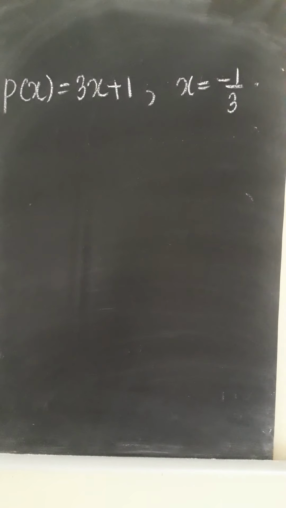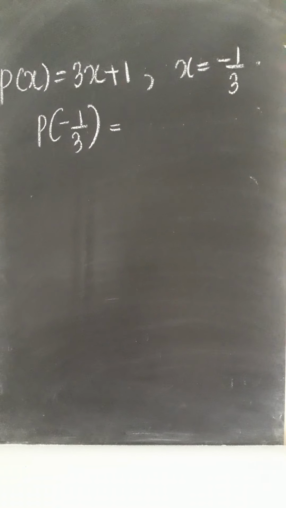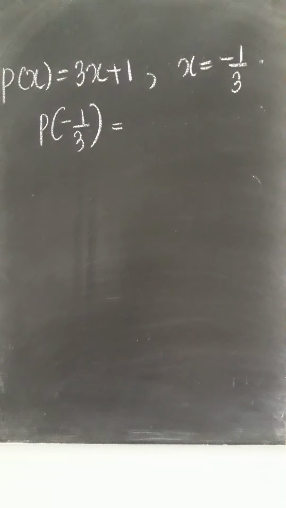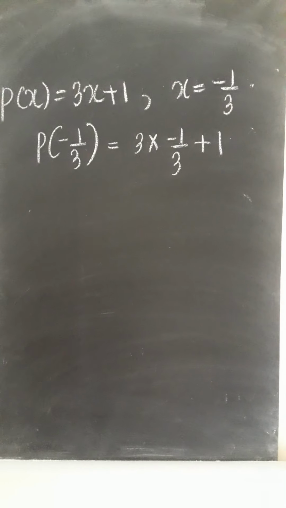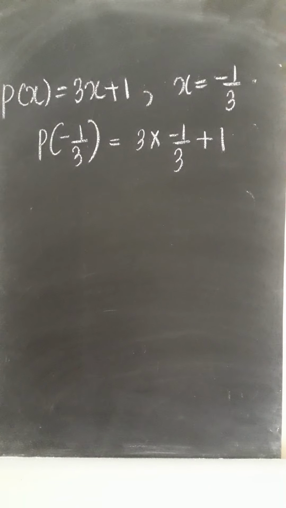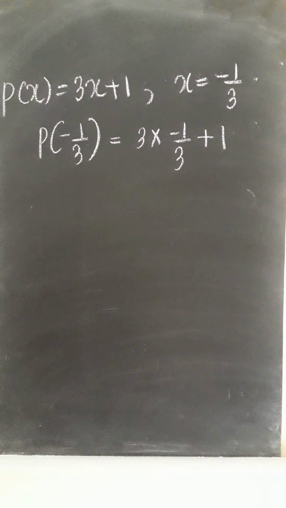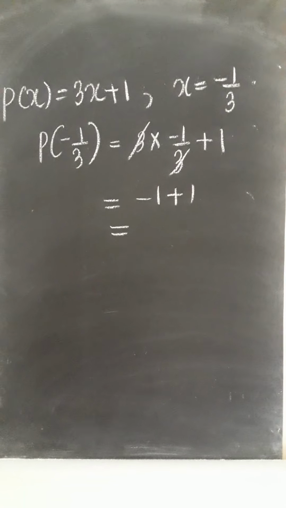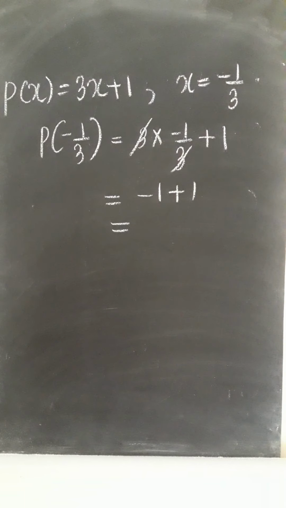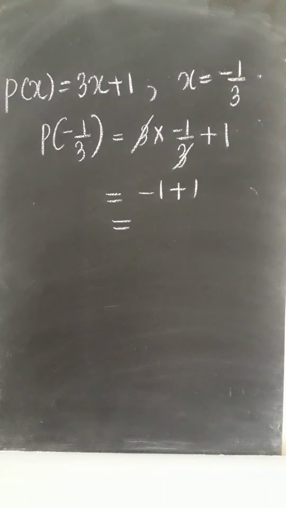Okay, so first I am going to calculate P of minus 1 by 3. How to calculate P of minus 1 by 3? 3 into minus 1 by 3 plus 1. Okay. So that we can cancel 3 and 3. So what is the final answer? Minus 1 plus 1. So what is the final answer? It is equal to 0.